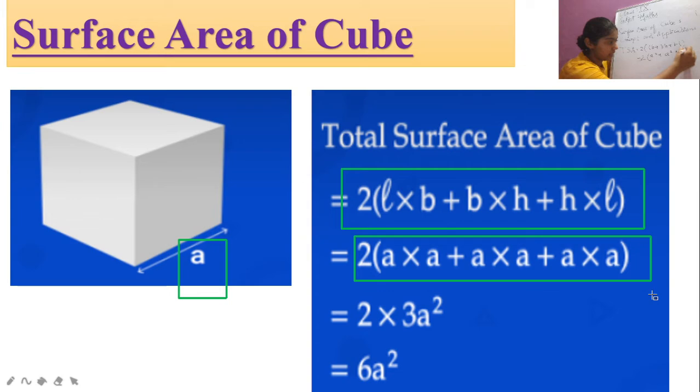That means this is the total surface area of a cube. Whenever you want to paint all the squares of this cube, you have to find the total surface area.